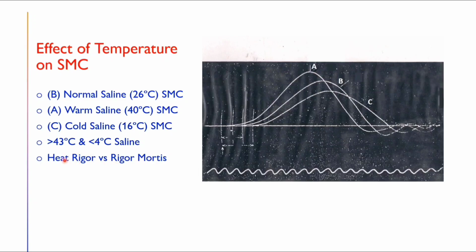But here the nomenclature is different. Heat rigor is a muscle spasm because of the heat, and rigor mortis. So what is mortis? Mortis is death. Whenever death occurs in any person, there is spasm of the muscle. That spasm of the muscle is known as rigor mortis. So spasm of muscle after death is rigor mortis, while spasm of the muscle after exposure to heat is heat rigor.